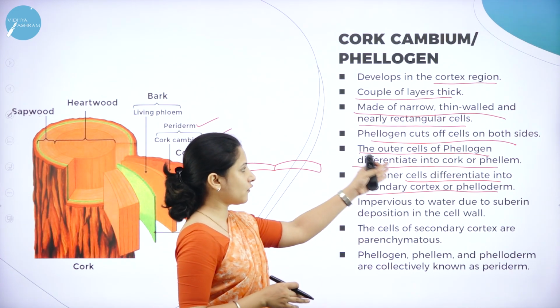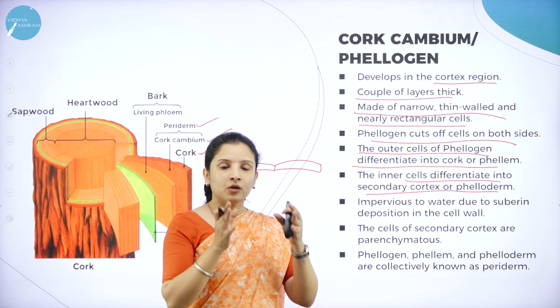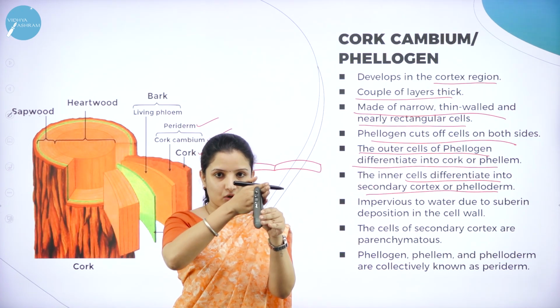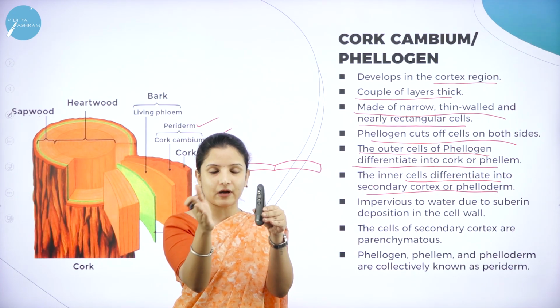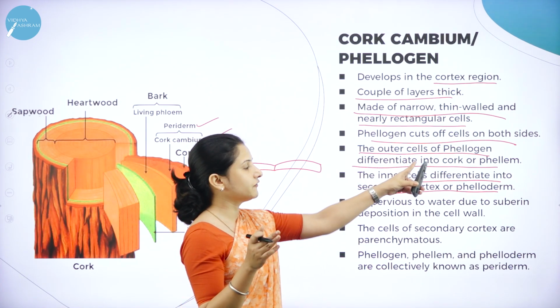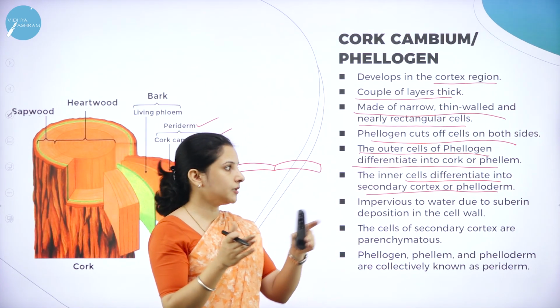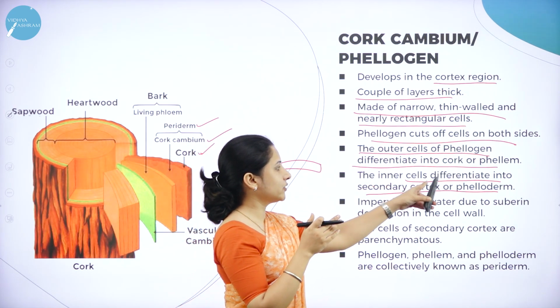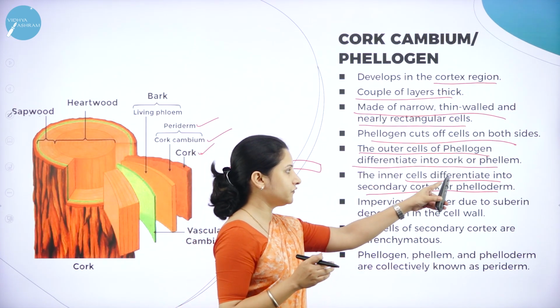So therefore, the function of the cork cambium is to cut off the cortex cells on both the sides, leading to the formation of the cork on one side. If the cells are cut on both the sides, the outer cells, the cells facing towards the outer side, will differentiate into the cork or the phellum, and the cells facing towards the inner side will form the secondary cortex or the phelloderm.